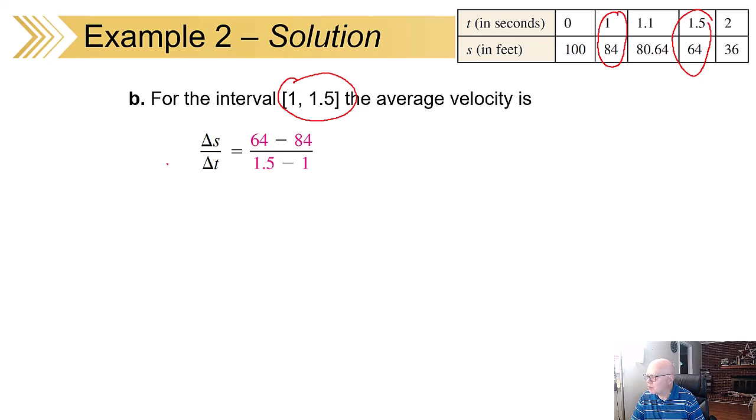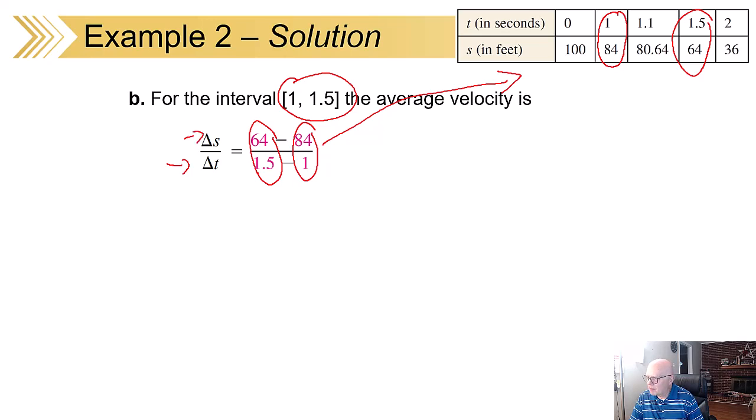Remember, the time goes in the bottom. So 1.5, that's where we stopped our interval. Here, the 1 is where we started the interval, and then match those up here. Make sure these match. The 64 and the 1.5 go together, and the 84 and the 1. Take a look at the table up here. See what I mean?